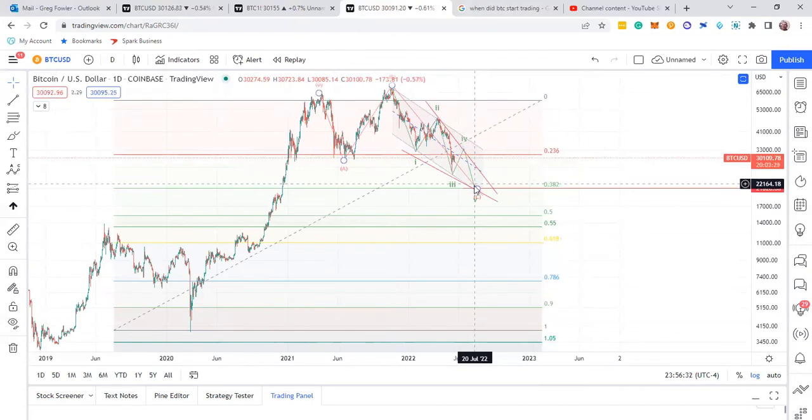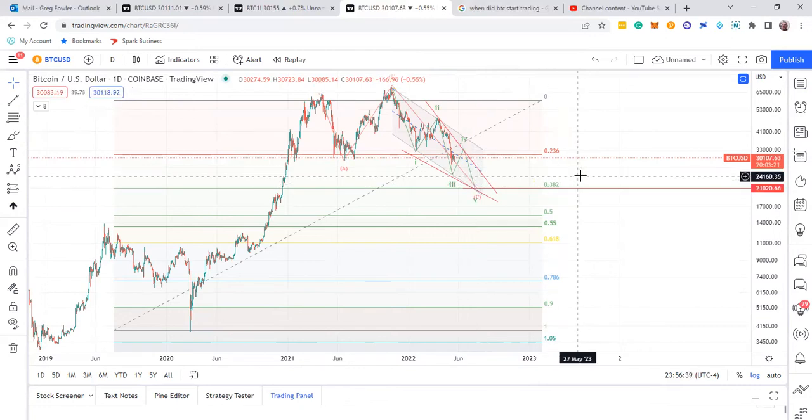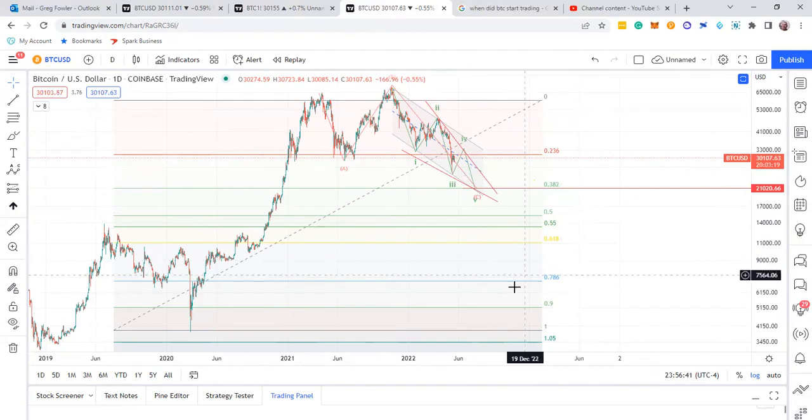Oh, let's compare it to Amazon. What happened to Amazon in the dot-com bubble? It went all the way down. MicroStrategy lost 99% of its value. And the same thing is going to be happening to Bitcoin. It's going to be down here.